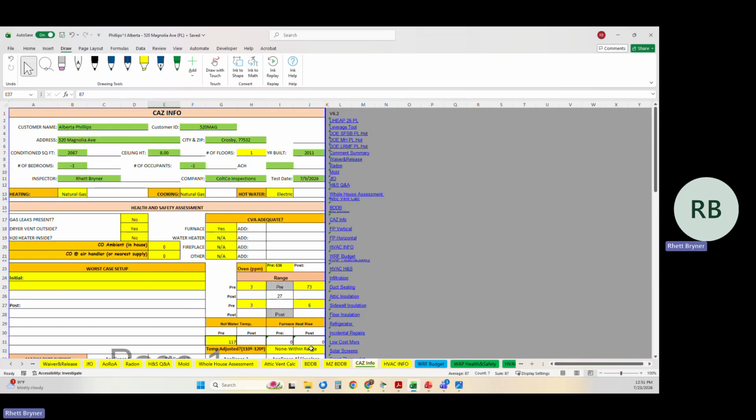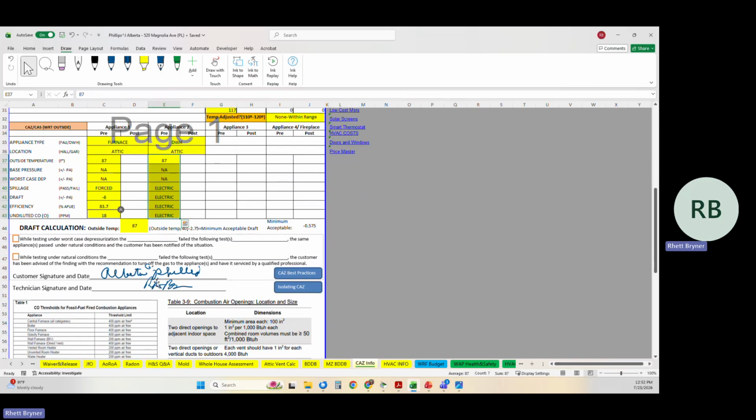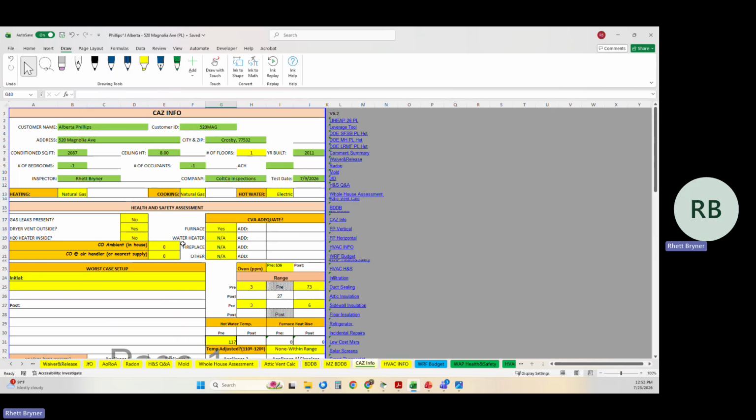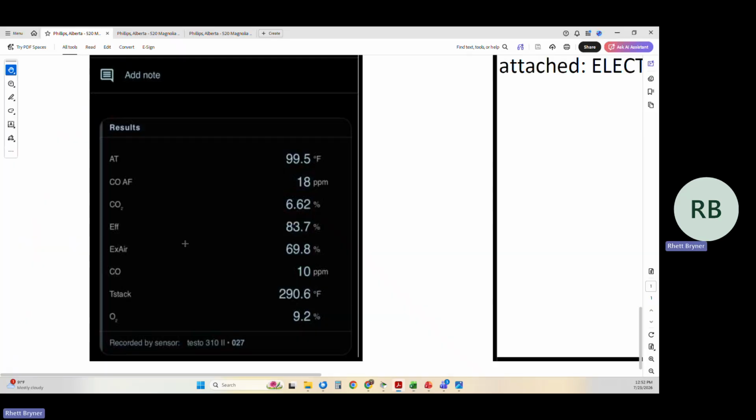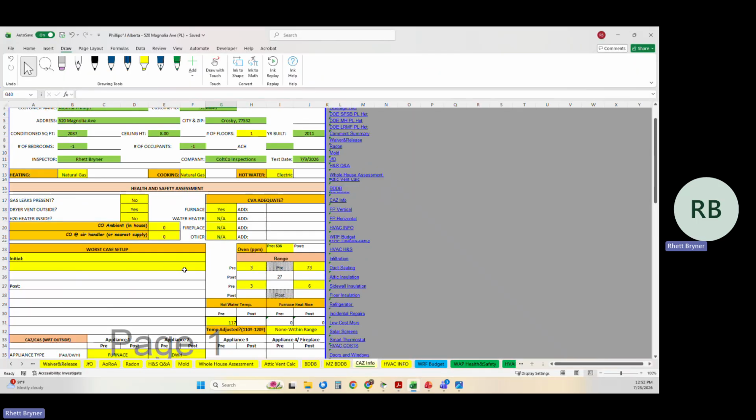Okay, moving on. That completes your CAS info tab. All right, with the signatures down here, right? That is your CAS info tab. It takes a little bit of work and setup to create this, but once you do, it's fairly straightforward. It's just about entering the information in the right place. All right.